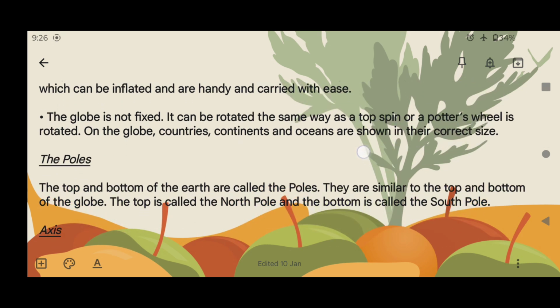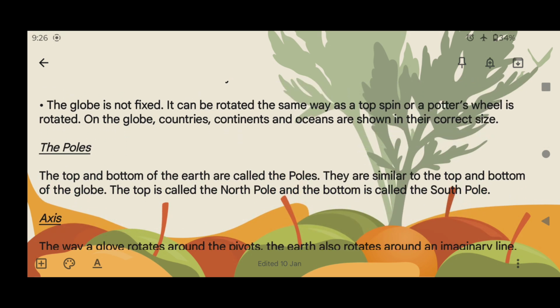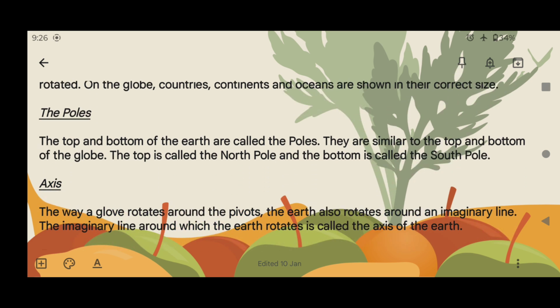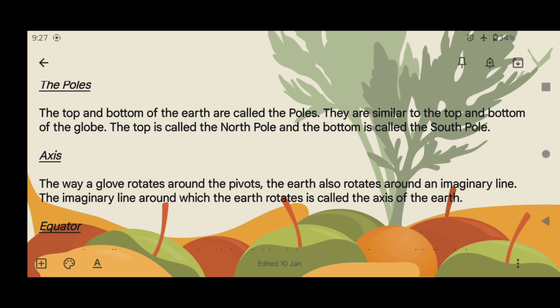The globe is not fixed. It can be rotated the same way as a top spin or a potter's wheel is rotated. On the globe, countries, continents and oceans are shown in their correct size. The poles. The top and bottom of the earth are called the poles. They are similar to the top and bottom of the globe. The top is called the North Pole and the bottom is called the South Pole.